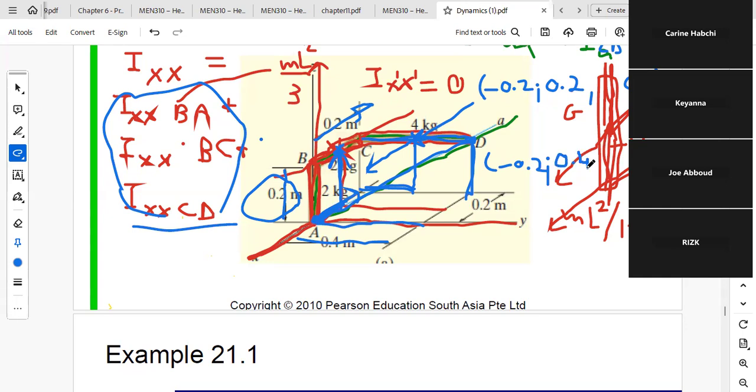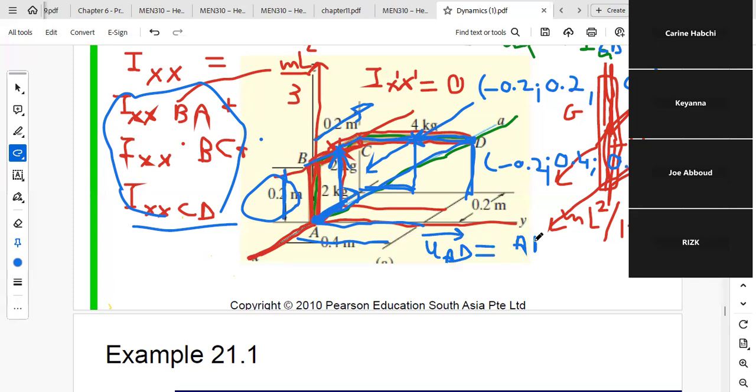And finally, you have Z of D, since this point also is at an elevation, so C and D are at the same level of elevation. Same for B, so the elevation is 0.2. So now, to get the unit vector, all you have to do is to say unit vector of AD is AD vector over AD magnitude.